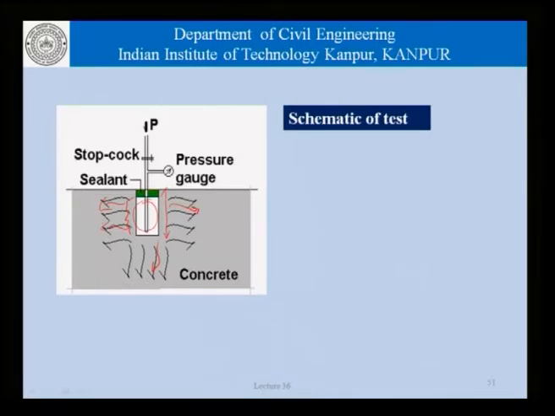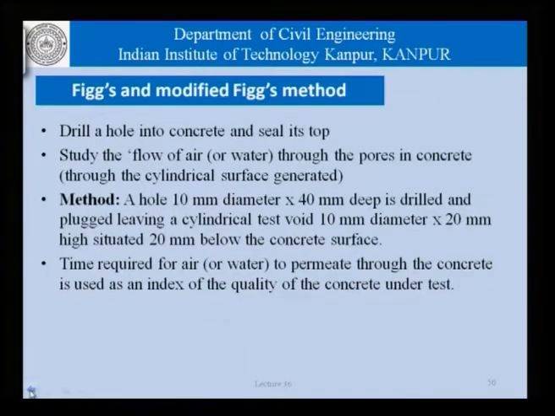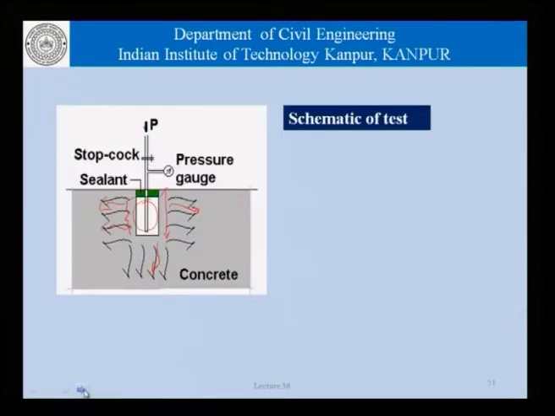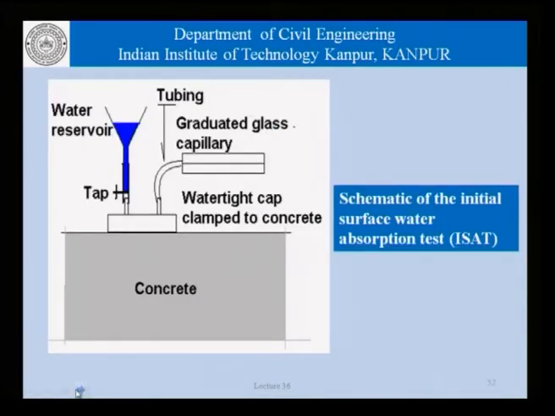Now, in this test setup, obviously there are two things that can be measured. One is the time that is required for air or water to permeate through the concrete, and use that as an index of the quality of concrete under test, or conversely we could measure the change in pressure over a fixed period of time and use that as an index. So, this here is the principle of the Figg's and the modified Figg's method for the measurement or estimation of permeability of surface concrete.